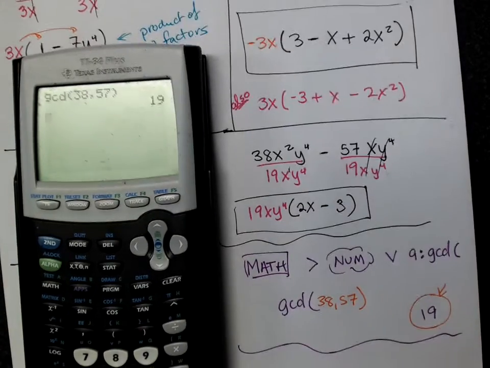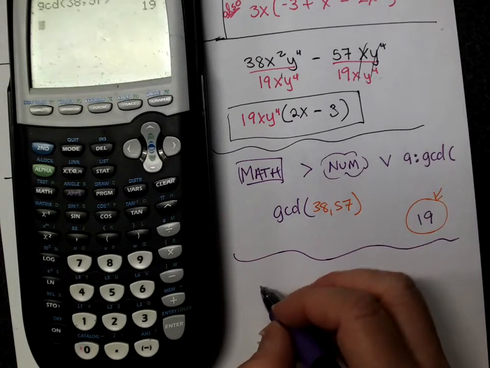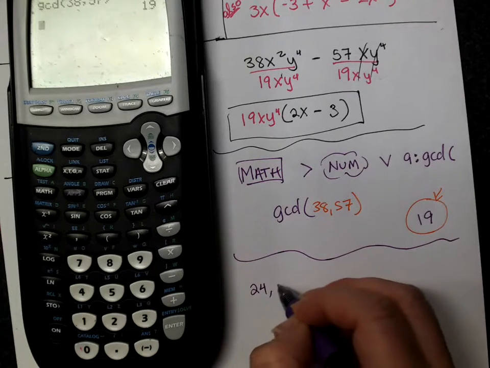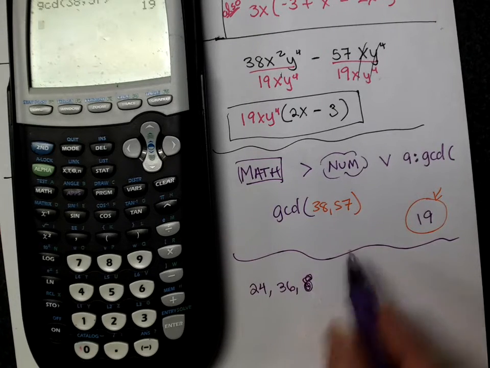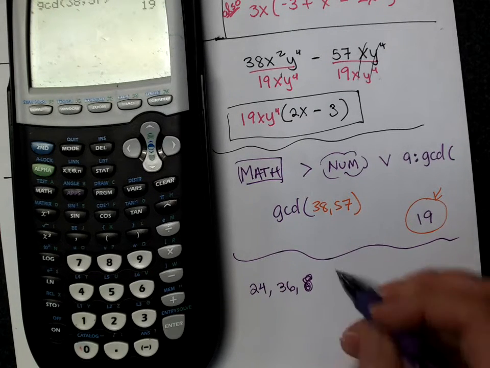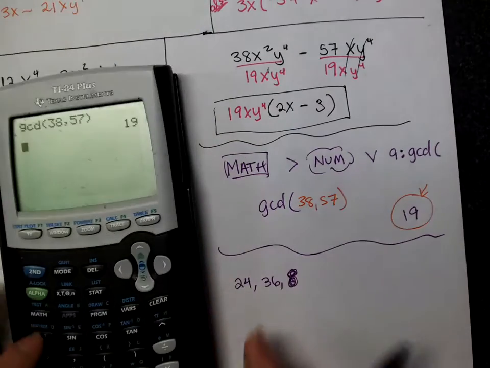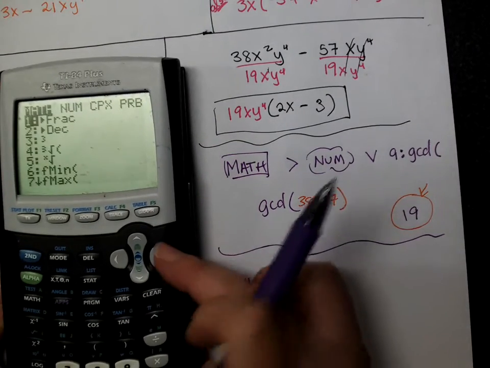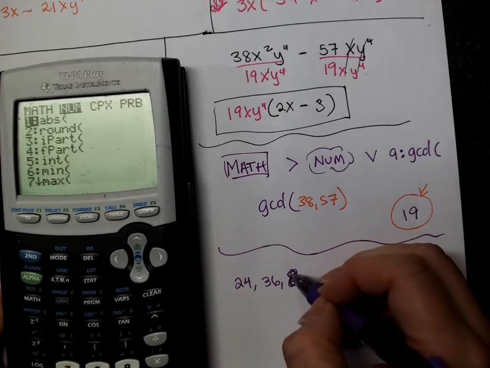Now, if you have 3 numbers, you can only enter 2 at a time. So let's say you wanted to find the GCD of 24, 36, and 8. Now I could write these as coefficients of a polynomial, the same idea. If these were your coefficients, and there were 3 terms and these were your numerical part, you want to find the GCD of these 3 numbers. Well, you have to do 2 at a time. So you're going to go to Math, Number Menu, and then, sorry, what's the last number? Oh, 8. Yeah, 24, 36, and 8.